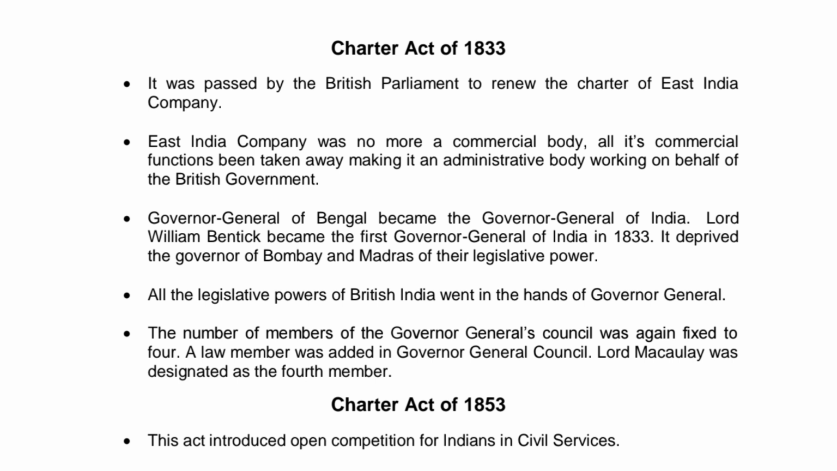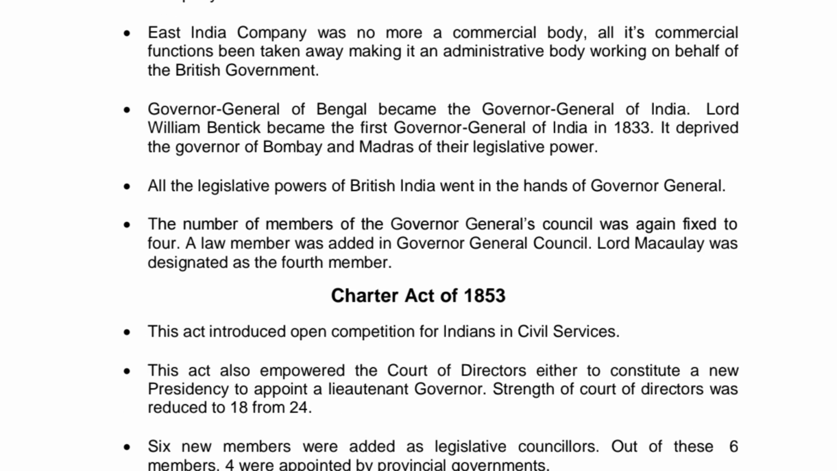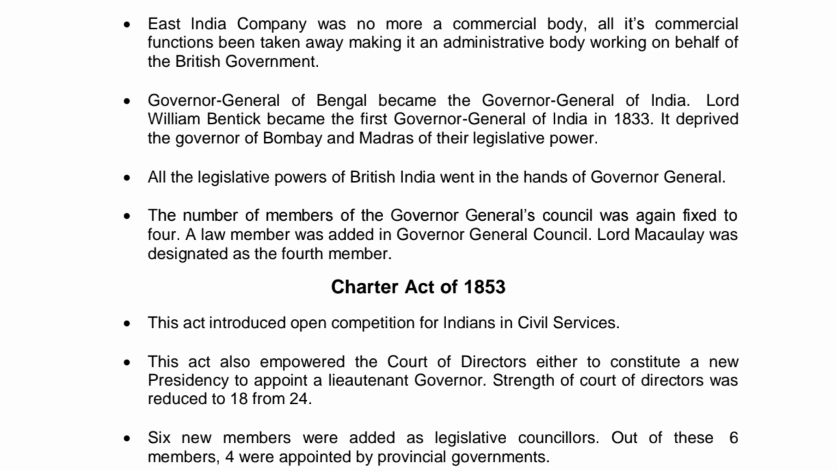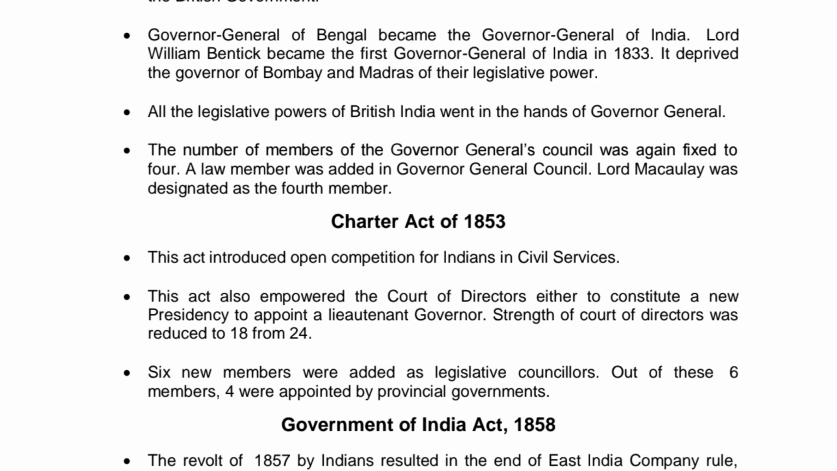It deprived the governors of Bombay and Madras of their legislative power. All the legislative powers of British India went into the hands of the Governor General. Next point is the number of members of the Governor General's Council, which was again fixed to four. A law member was added in the Governor General's Council. Lord Macaulay was designated as the fourth member.